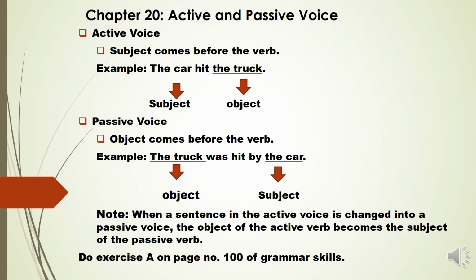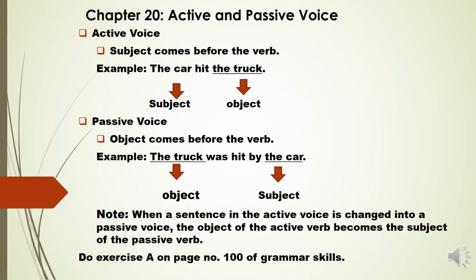You have to note one thing. When a sentence in the active voice is changed into a passive voice, the object of the active verb becomes the subject of the passive verb. I hope you will understand this. Now what you have to do, go to page number 100 of your grammar skills and do exercise A in that book.